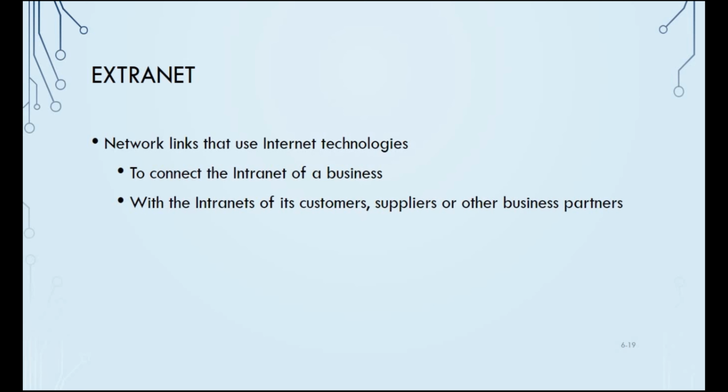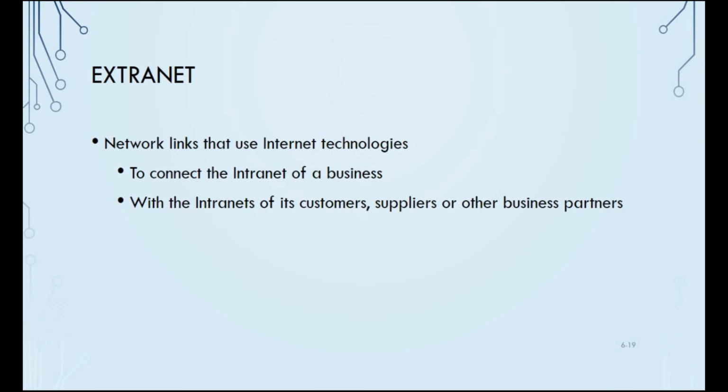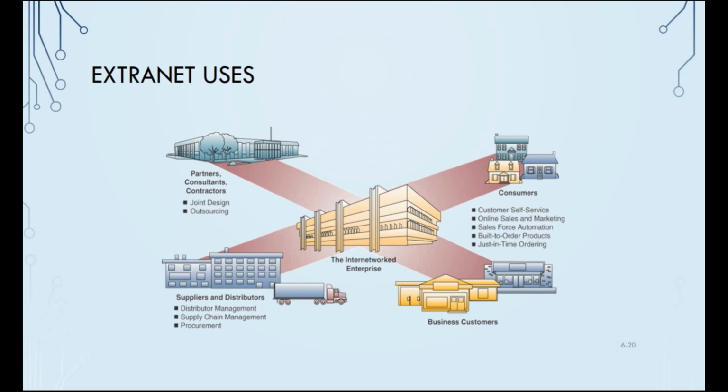Extranet. An extranet is a network link that uses internet technologies to connect the intranet of the business with the intranet of its customers, suppliers, and other business partners. It allows users from outside to access the intranet of an organization. So this is an example of an extranet. The suppliers and distributors, business customers, partners, consultants, and contractors can access the intranet of the business.